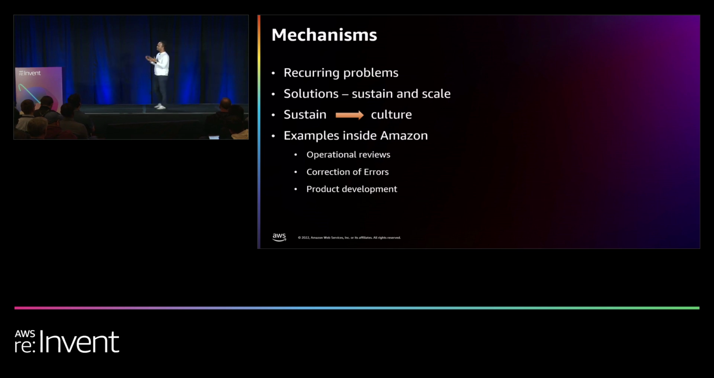There are many, many examples inside Amazon where we leverage mechanisms very, very deeply. We do our operational reviews. That's an example of a mechanism. Correction of errors that we do to learn from failures. And even our product development has a mechanism in place. And PRFAQ, you must have heard about the press release, frequently asked questions on how we draft our product specification documents, is another example of a mechanism.